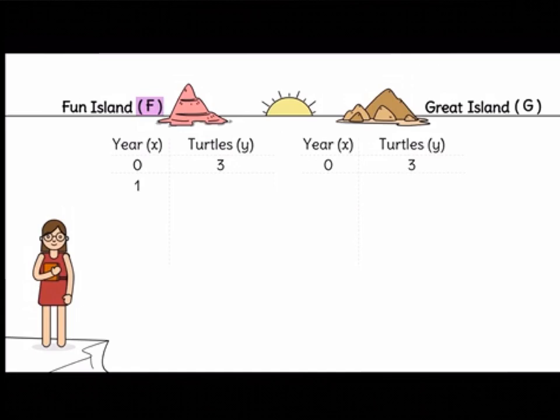Wow, the turtles on F have increased to 5, and the turtles on G have increased to 6. A year later, the turtles on F have increased to 7, while the turtles on G, wow, have increased to 12. She keeps checking year after year, and this is the data she collects. Can Sally find some patterns?